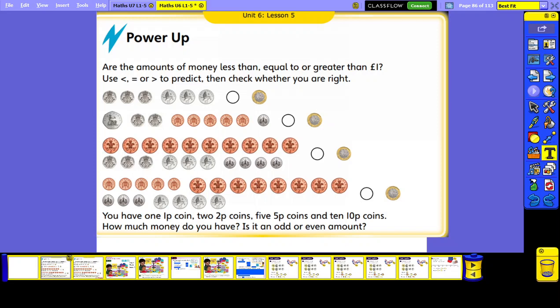Normally we'd have a TT Rockstar battle, which is now Sumdog on a Friday. So if you have time on Friday, then you can complete your end of unit by tomorrow.